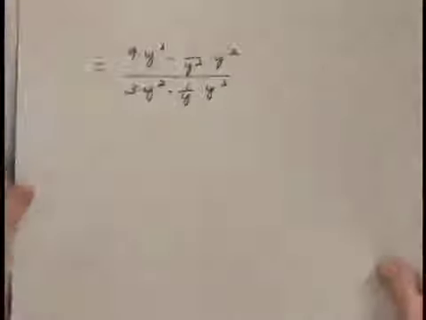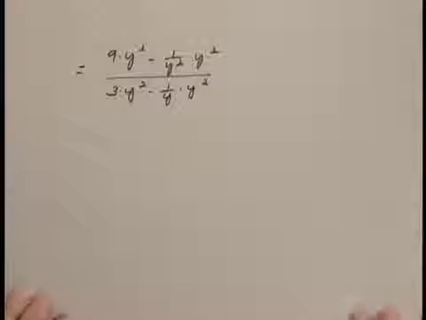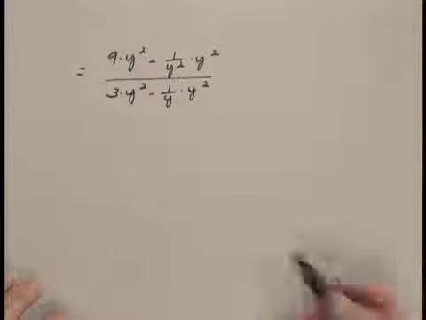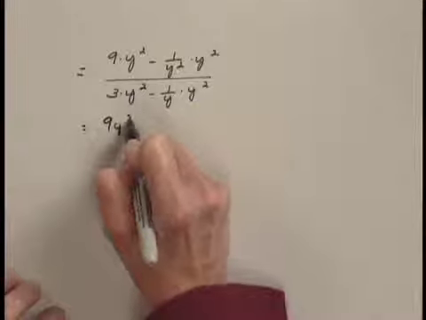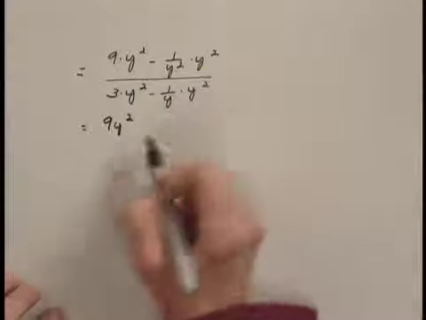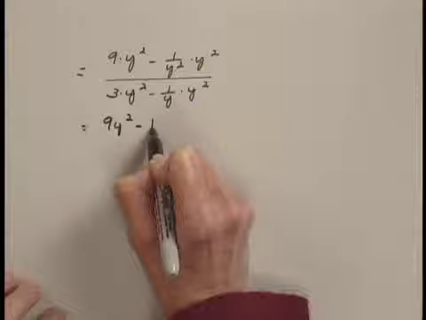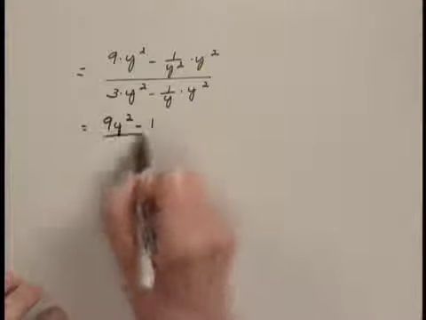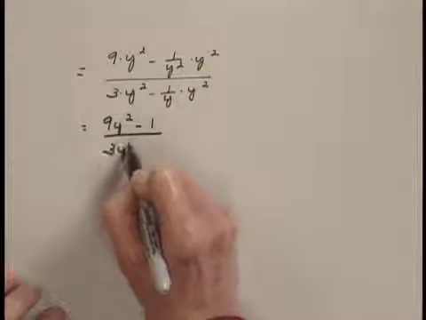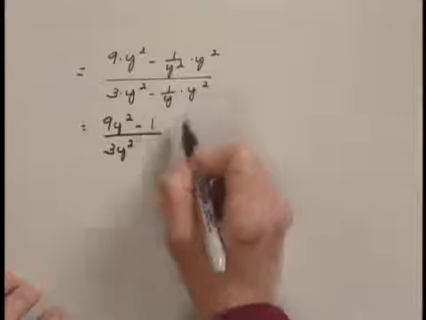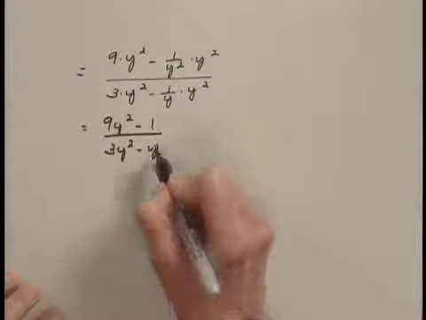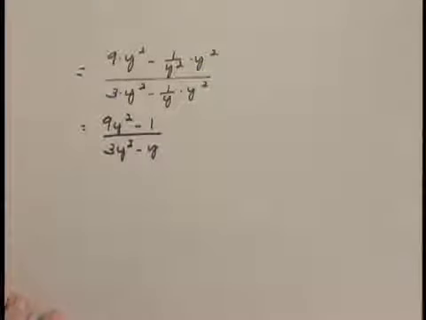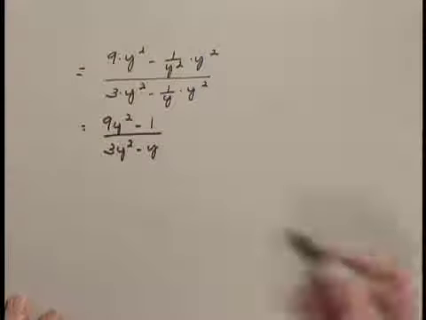Now let's continue with a little more space to work. This is the last step that we had. When I do these multiplications, I'll have 9y squared. 1 over y squared times y squared is 1, so I'll have 9y squared minus 1. This is 3y squared. 1 over y times y squared gives me y, so I have 3y squared minus y here. And the instructions said to simplify this if we can.